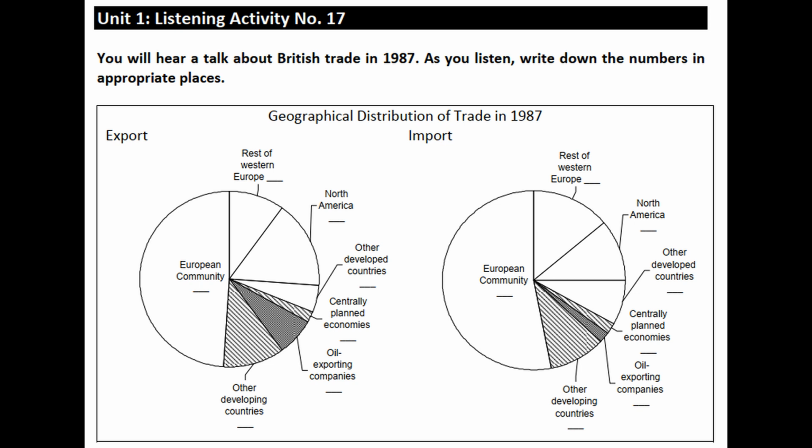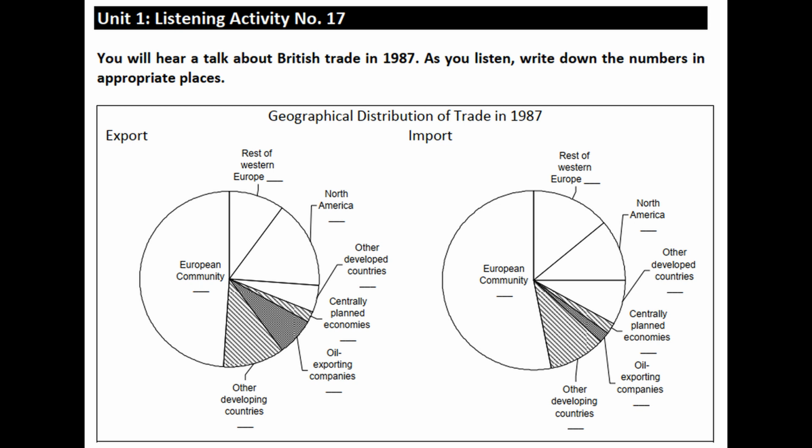You can see the European Community accounted for 49% of Britain's exports trade in 1987, and the other developed countries accounted for respectively North America at 16%, the rest of Western Europe outside the European Community at 10%, and the other developed countries accounted for 5%.